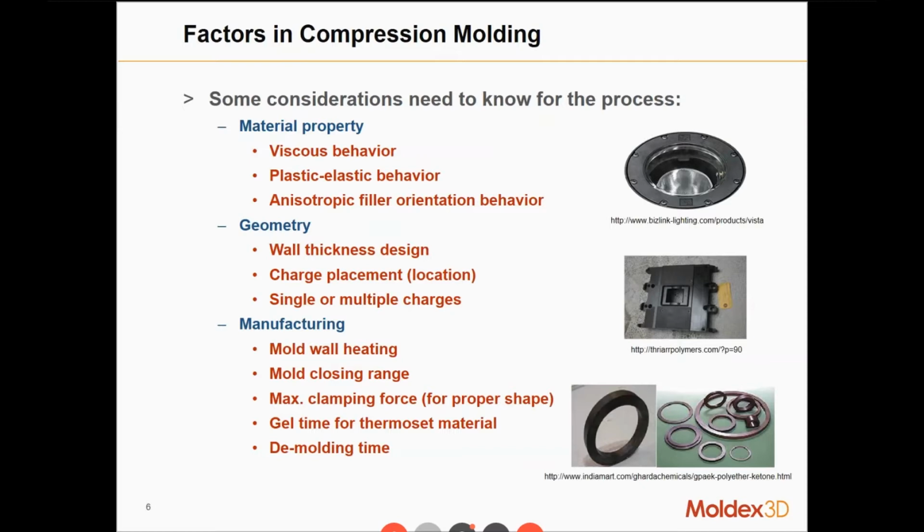And then number three is from manufacturing point of view, the mold wall heating, the temperature control, the closing range, the machine clamping force, the preheat time, demolding time, and of course the compression force, the pressure, etc. So from a manufacturing point of view, all these process conditions can influence the quality of our product. So these three main categories, they all have great impact to our product quality. And it can be very difficult to consider all these based on our experience, which is why we need simulation.